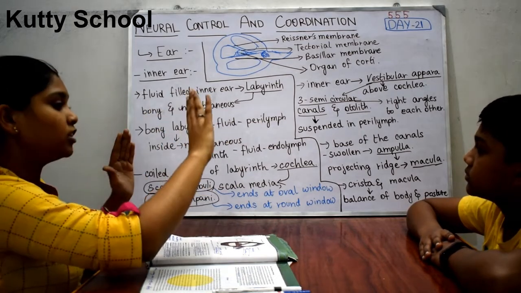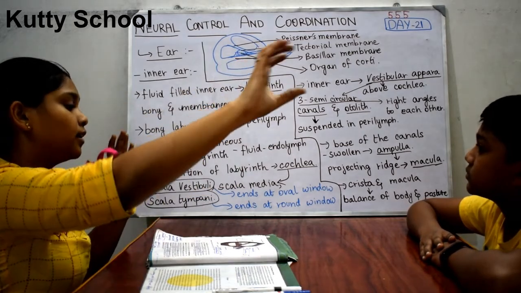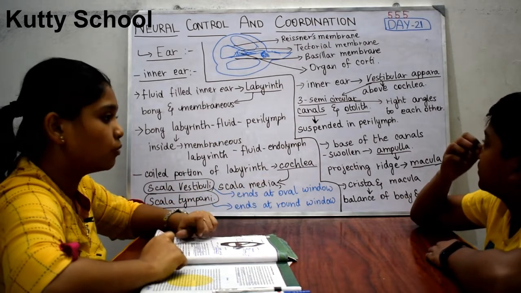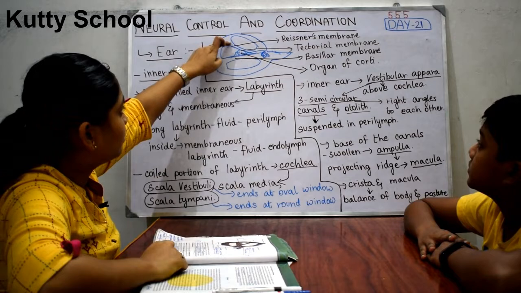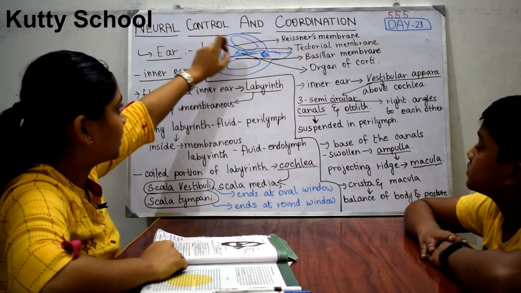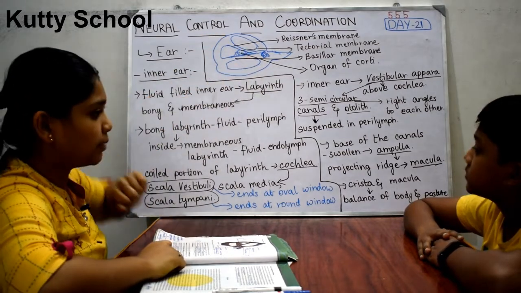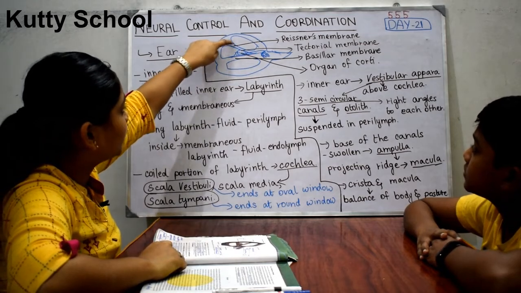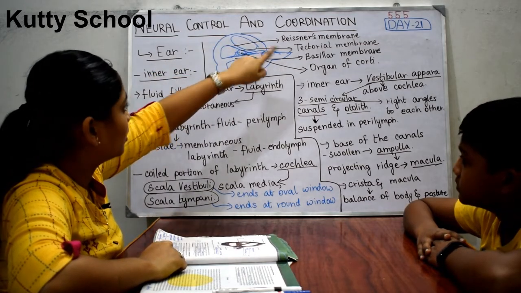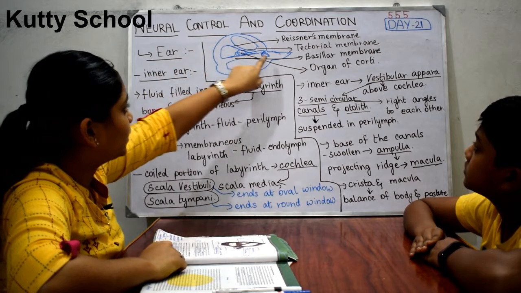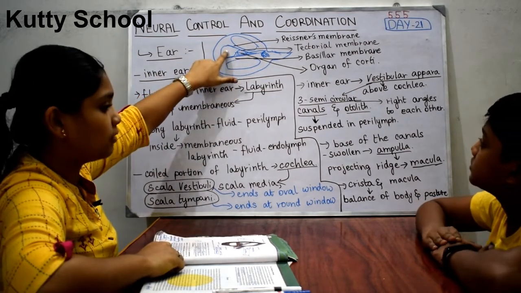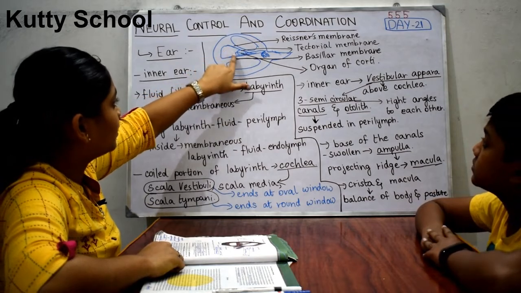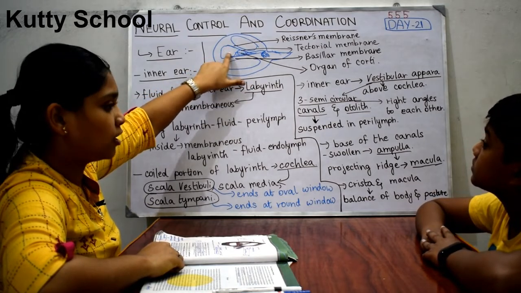Scala vestibuli with oval window, scala tympani with round window. This is a cross section. It extends like this and it terminates with the oval window and round window. Now there are membranes between the scala vestibuli, scala media and scala tympani. This membrane is known as Reissner's membrane, and this membrane is known as basilar membrane. In scala media, which is the center, at the end it has the organ of Corti.